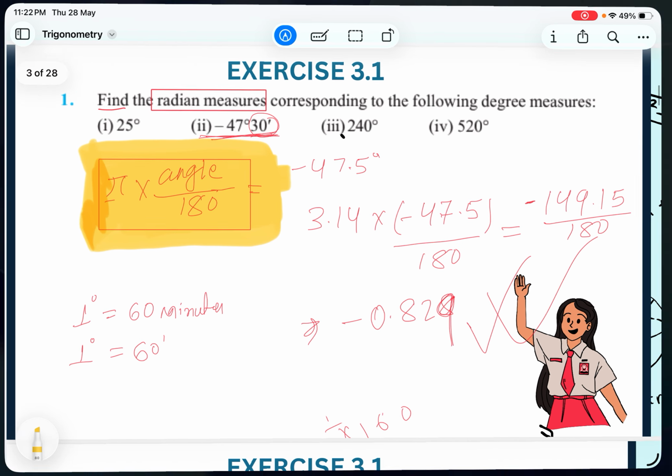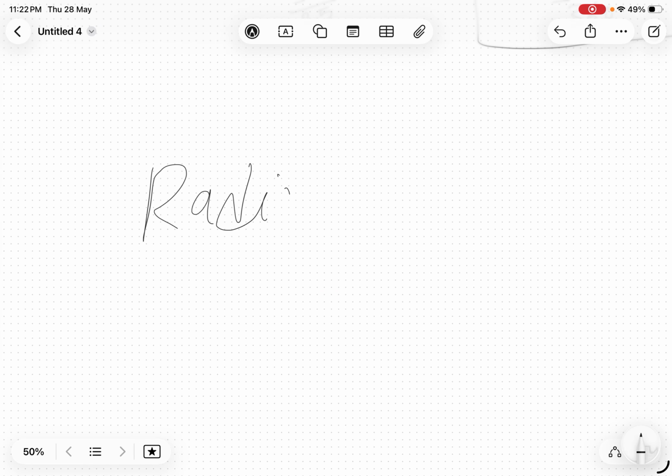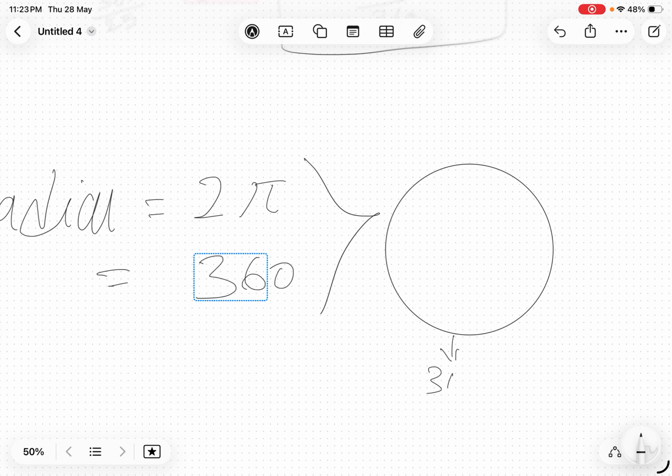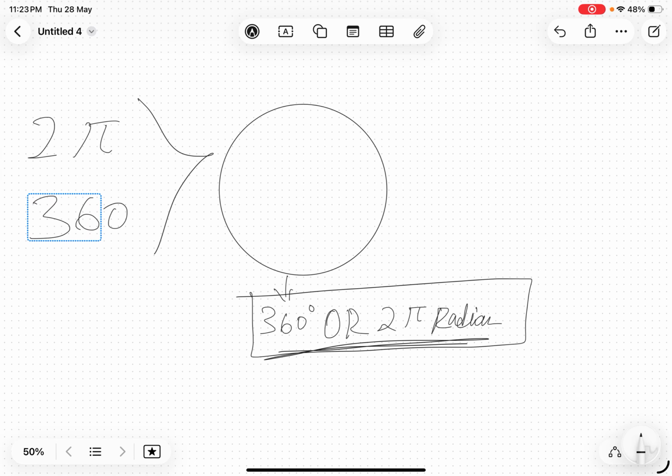Okay, so in this video we studied what is radian. That is very important. Radian equal to 2 pi. Okay, and in degree, it's 360. And this whole represents one circle. So one circle equals 360 degree, or you can say this is 2 pi radian. Only you have to remember this. And you have to calculate the formula and solve the chapter.